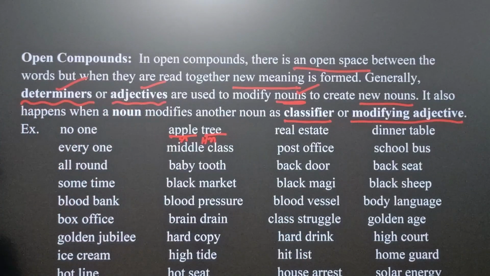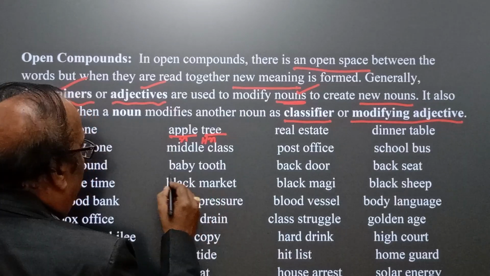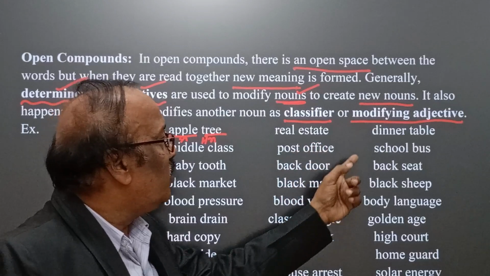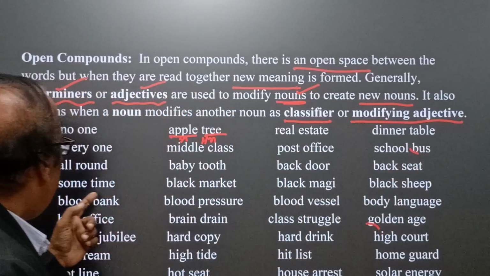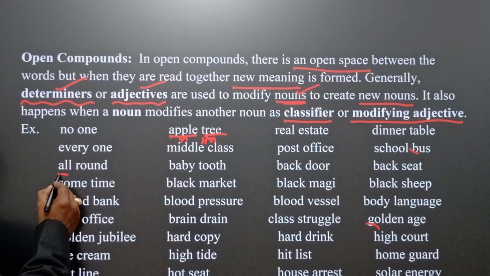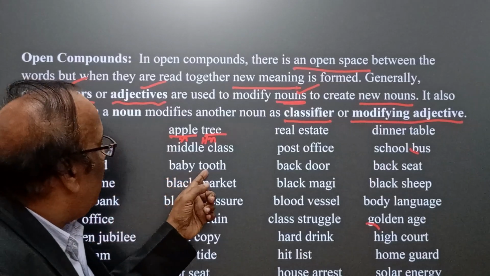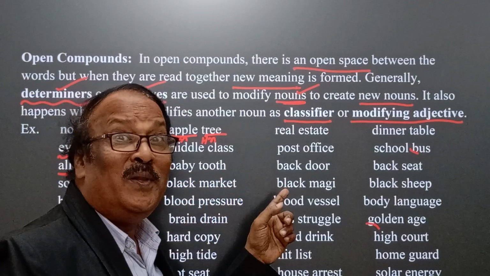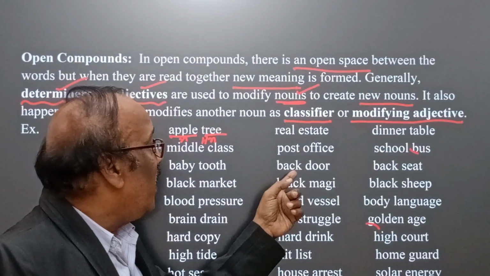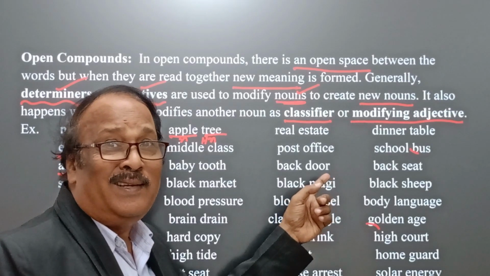Black market, everywhere, middle class, post office, school bus. All round: here we find how all round, determiner, all round. Baby tooth, the first tooth, that is baby tooth. Backdoor: stop doing backdoor business.